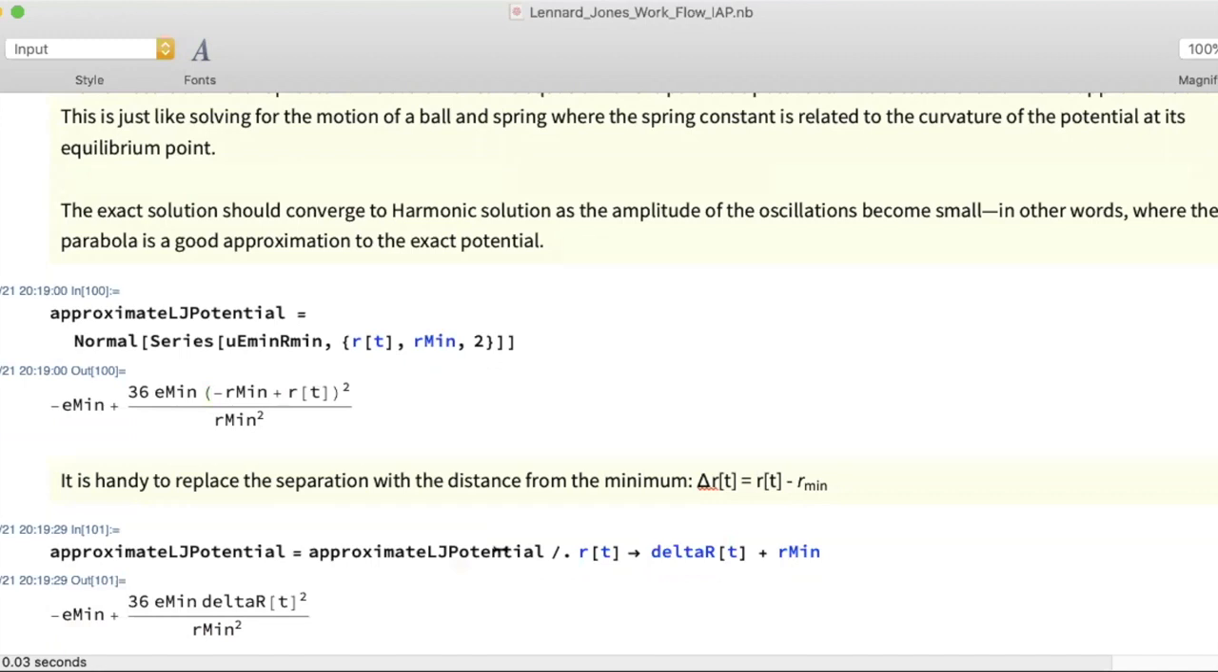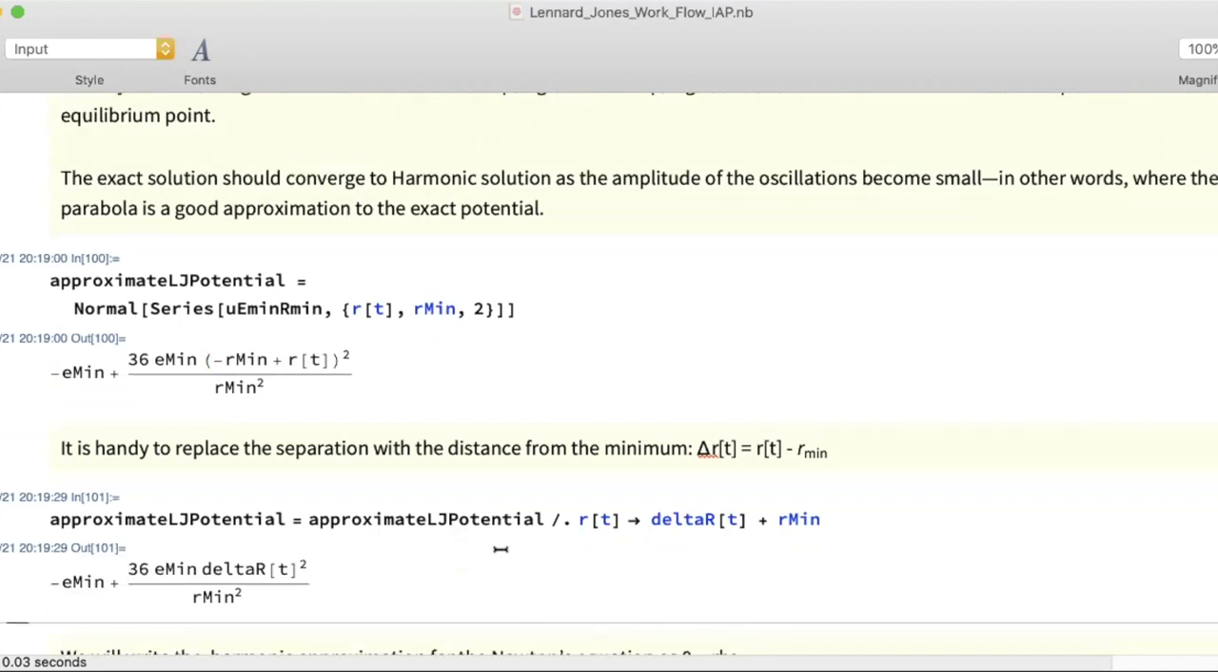I'm going to evaluate that, and I'm going to look at the chat window for a second and see if there are any questions or requests to go a bit more slowly.